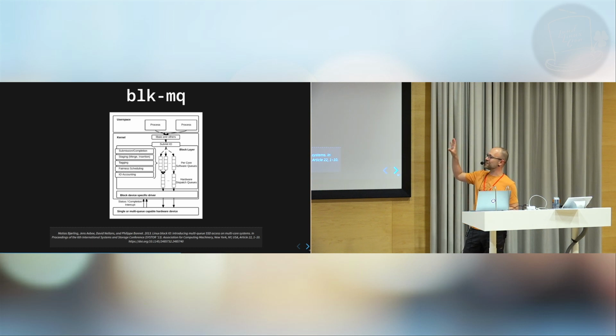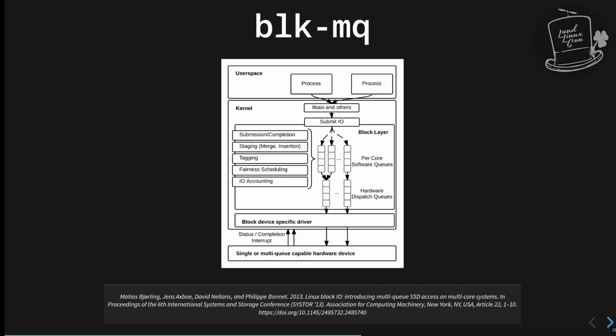Up top, we have user space submitting I/O into the kernel via one of many interfaces. We have the per-core software queues where we can do reordering, splits, quality of service and stuff like that. We then have some hardware dispatch queues, of which there may be fewer than the number of cores. And at the bottom we have the blk-mq device drivers, which is where ublk lives. So it hooks into these hardware queues and issues I/O down below.